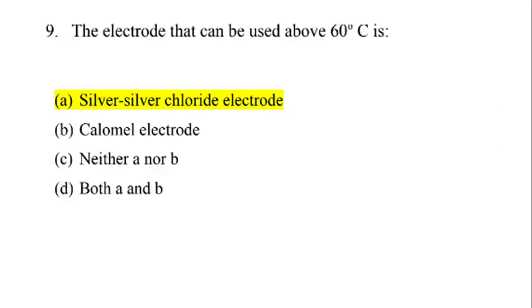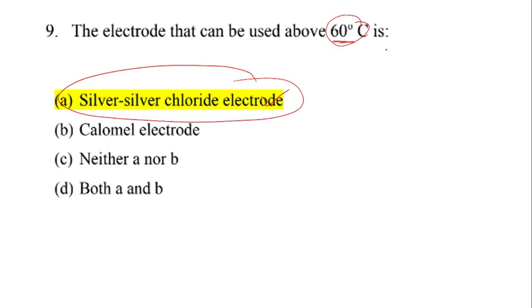So the next question is question number 9. The electrode that can be used above 60 degrees. So above 60 degrees, we use the silver chloride electrode. So in your previous question we can say that if your electrolytic cell is operating at a higher temperature, then your reference electrode should be silver chloride.